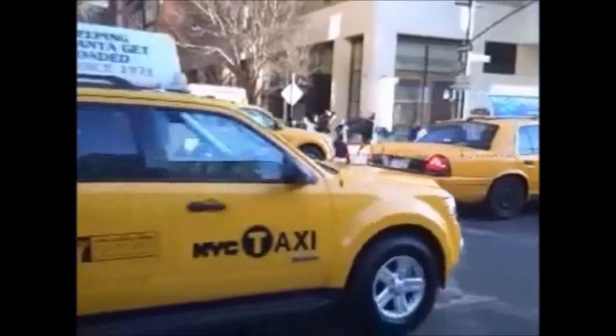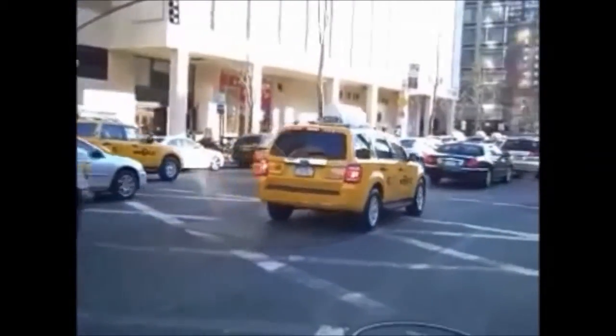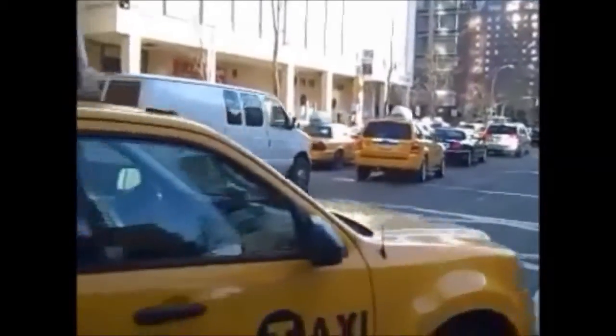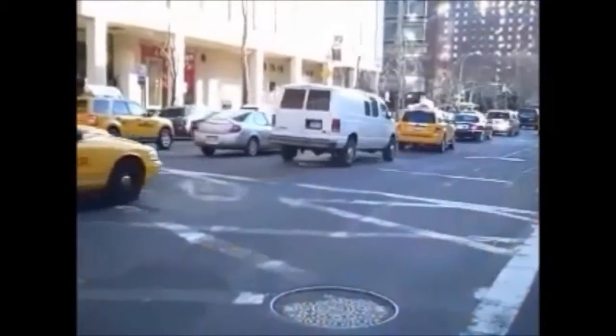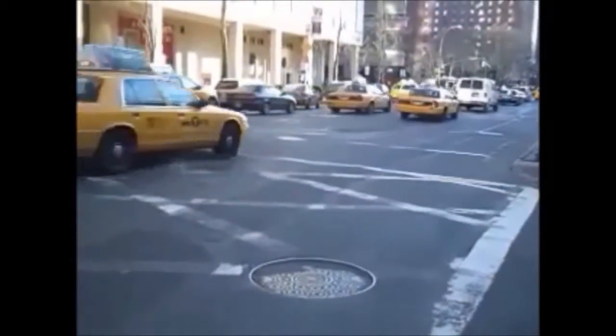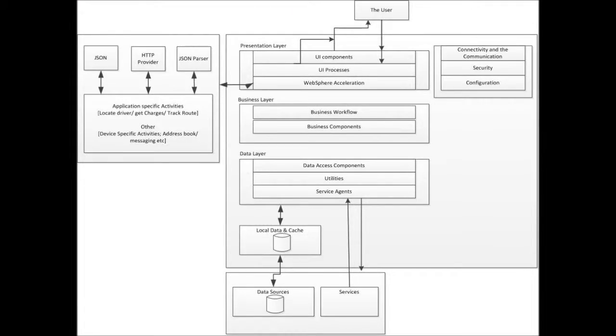The company should know that their employee is on his work, and the cab company should know where their vehicles are. So we have come up with these solutions. As you can see, this is the architecture diagram.